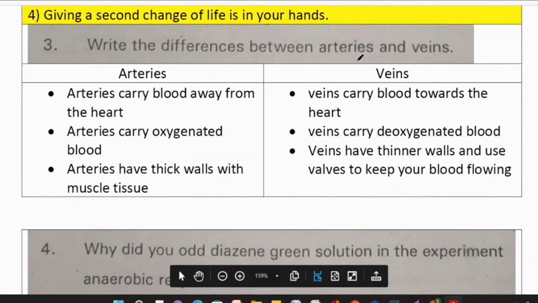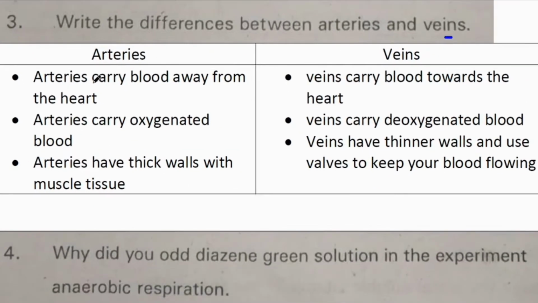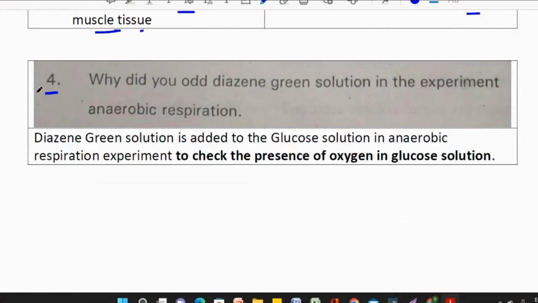Write the difference between arteries and veins. Arteries carry blood away from the heart, veins carry blood towards the heart. Arteries carry oxygenated blood, veins carry deoxygenated blood. Arteries have thick walls with muscle tissue, veins have thinner walls and use valves to keep your blood flowing. We'll move on to the fourth question.